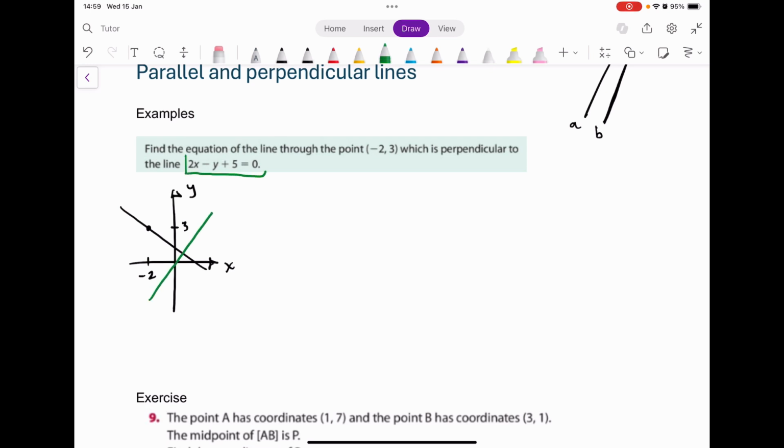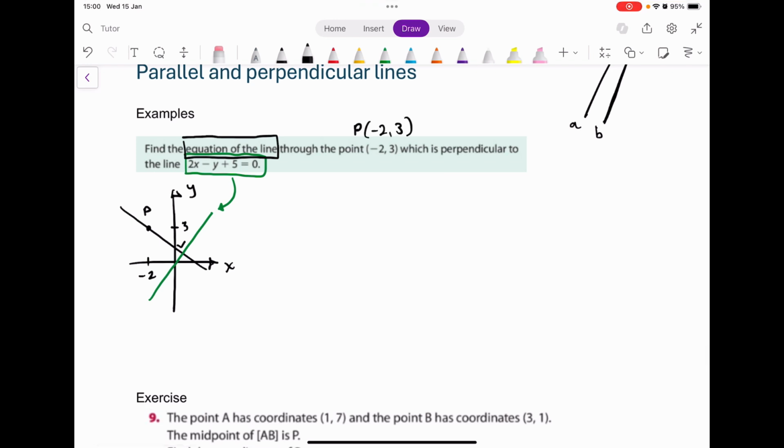So this line here that I've highlighted in green refers to the green line on the graph. And that green line is perpendicular to the black line, which is the line we're trying to find the equation of, which contains this point P. Okay, so make sure you've got this rough image in your head of what we're trying to do. We know the equation of the green line, but we're trying to find the equation of the black line, which is perpendicular to the green line and passes through P, which is this point here, (-2, 3).